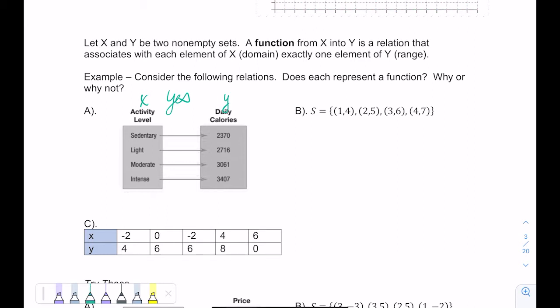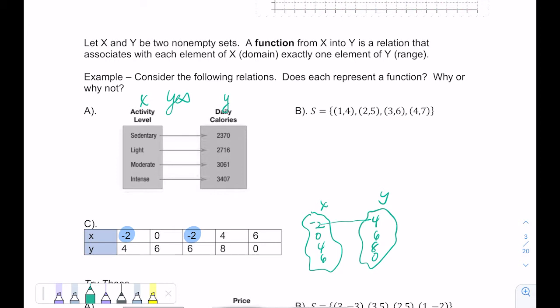If I was to jump to letter C, C would not be a function because 2 of the x values are the same. If you were to look at a map of this, you would visually see your x's are -2, 0, 4, and 6, and your y's are 4, 6, 8, and 0. And -2 would map to 4, but then it also maps to 6. So if you ever see more than one arrow coming out of the same x, it is not a function.